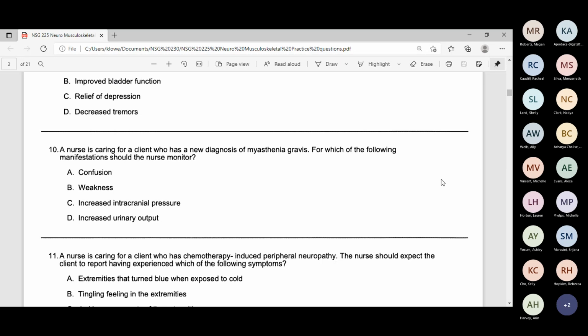Did you guys talk about myasthenia gravis? Yes, ma'am. Okay, I thought you did, and I put it in there, and I was like, I'm not sure. It's weakness, isn't it? Weakness, yeah. Generalized weakness of the diaphragm and the intercostal muscles can produce respiratory distress and predispose the client to respiratory infections.